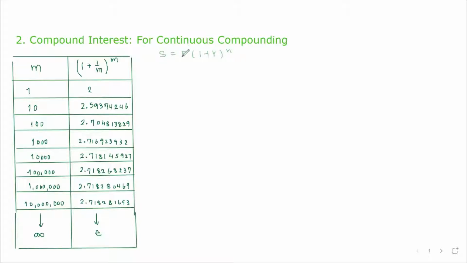Sum, that means the principal plus interest. Interest means of the compound interest. So sum is equal to P, principal, times the bracket 1 plus R, the whole thing power n. But now I would like to change n to t.